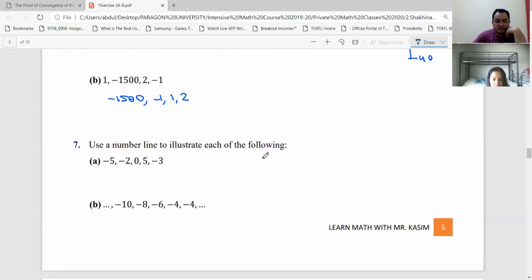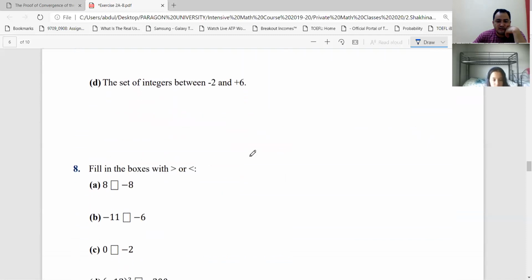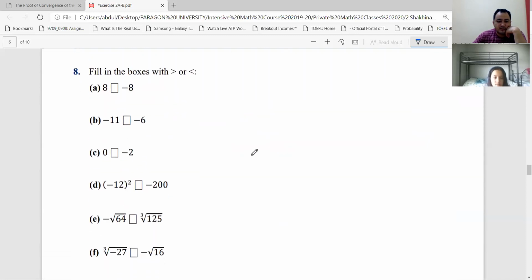Okay, Shahana, these things you can do. I will skip question 7. All right. And let's do question 8. Fill in the boxes with greater than or less than. A. Is greater than negative 8. Okay. Negative 11 is less than negative 6. Okay. 0 is greater than negative 2. Okay. Negative 12 squared.